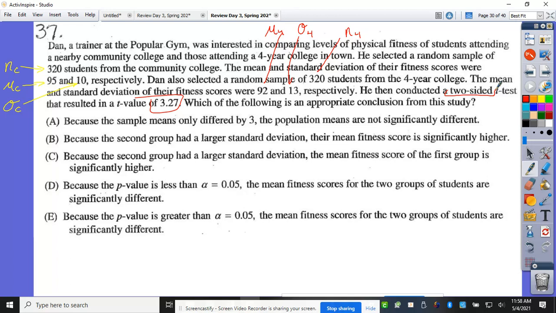Now, because the two sample means only differed by 3, then they are not significantly different. Is that the only thing I look at to see if they're significantly different? No. I need to consider all aspects. That's not enough context, so this one is no. Because the second group had a larger standard deviation. Does standard deviation directly mean significance or not significance? No.